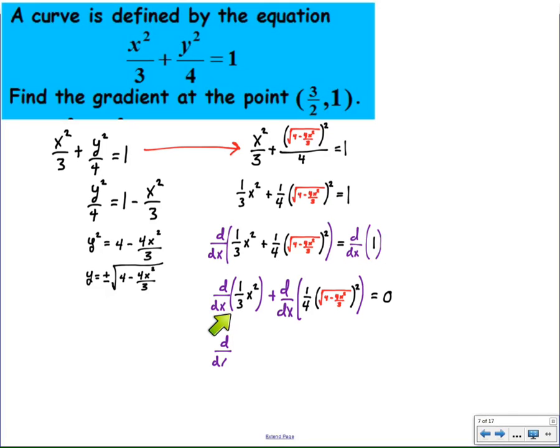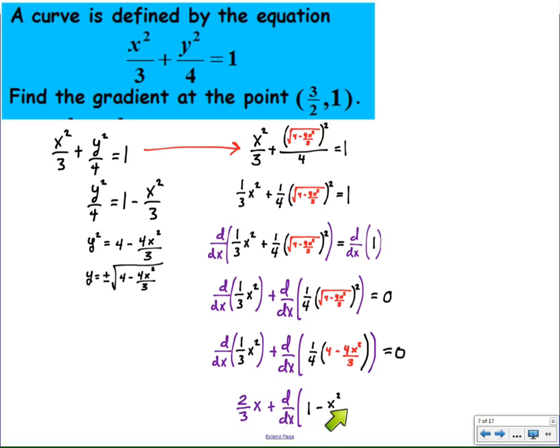I can take the derivative with respect to x of 1/3 x squared. That's no problem. And here I'm just going to square the square root and then distribute the 1/4, so I can take the derivative of 1 minus x squared over 3, which is negative 2/3 x. I find that 2/3 x plus 0 minus 2/3 x is in fact equal to 0. So what have I shown here? What have I demonstrated? I've demonstrated that it is completely appropriate to take the derivative of both sides of an equation because the equality principle is still retained in spite of the fact that I've taken the derivative.